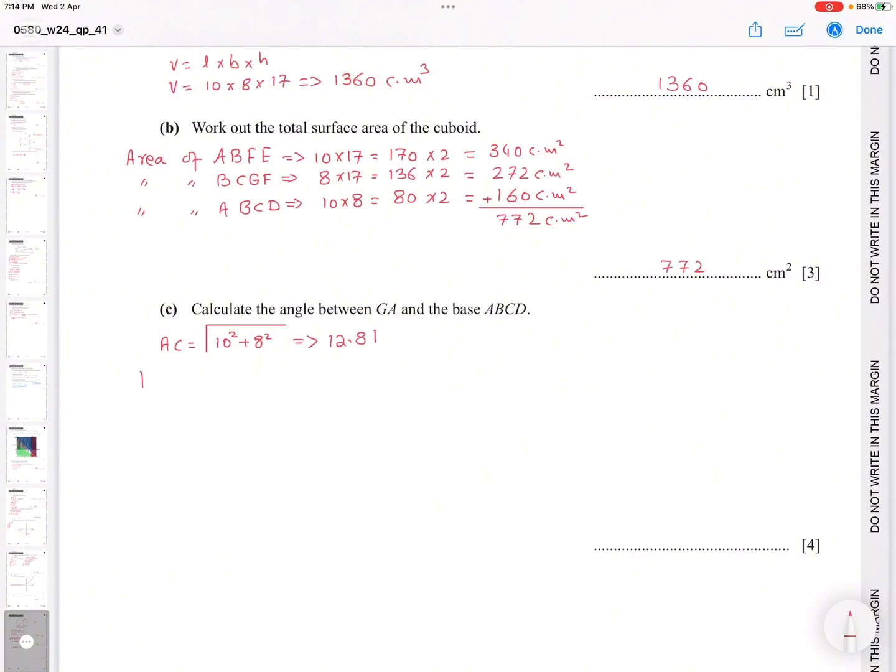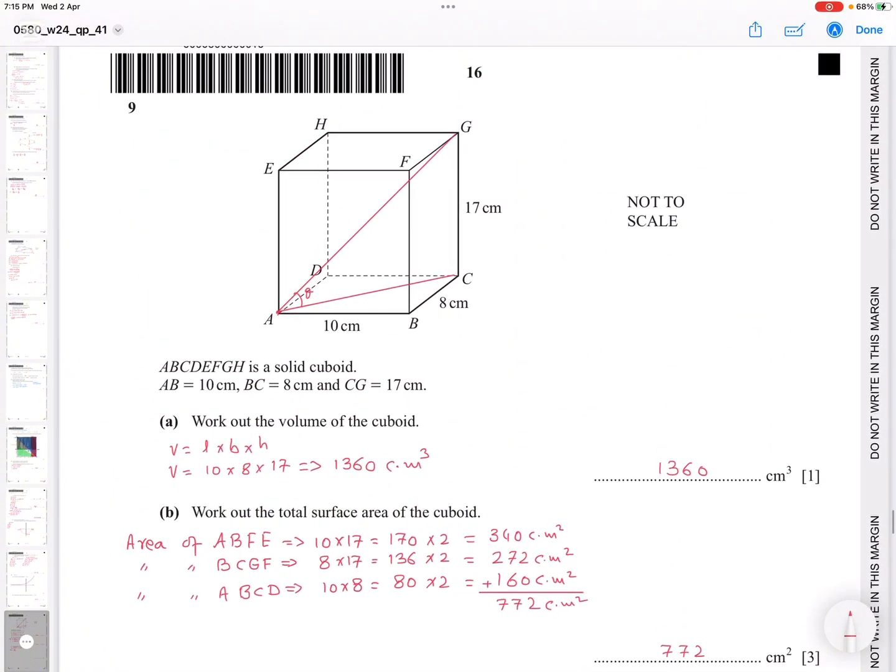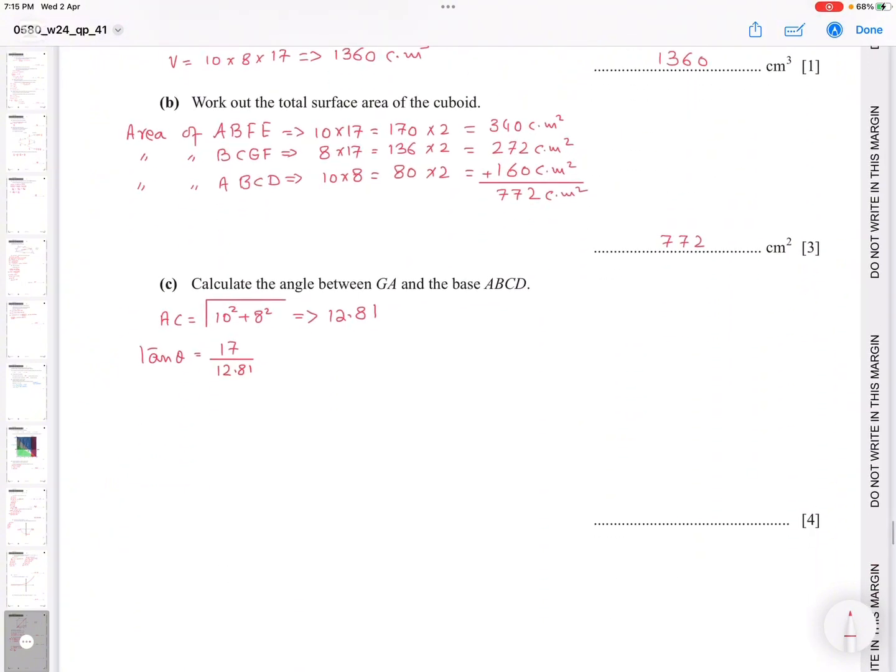Now tan theta will help us. Opposite over adjacent. Opposite is 17, adjacent is 12.81. Let me show you. Opposite is GC, which is 17, and adjacent is AC, which we just found out, 12.81, and this gives me theta equals tan inverse of this, 17 over 12.81, 53 degrees.